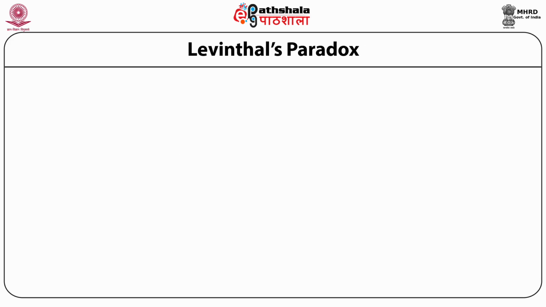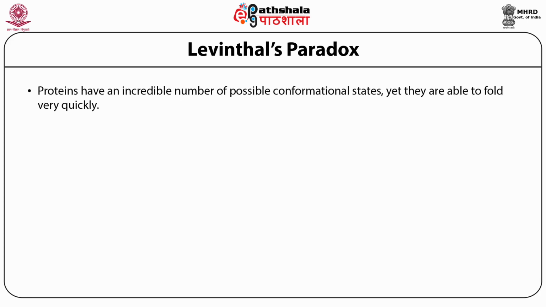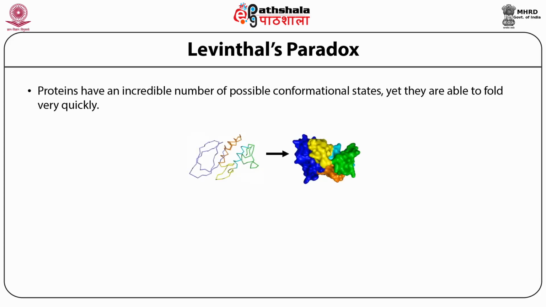Levinthal's paradox. As we have now understood, proteins have an incredible number of possible conformational states, but they are still able to fold very quickly. When I say very quickly, I mean in a fraction of a second. As you see, the figure on the left is a random coil arrangement which takes up a very beautiful three-dimensional structure that is depicted on the right.